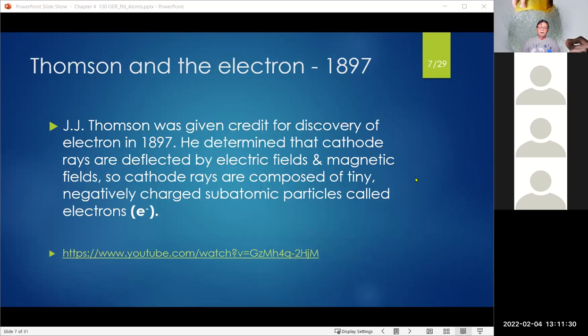All right. Now, we kick up to about 1897. This is the beginning where we get a lot of science going on about the models of the atoms, and it's a pretty fascinating period. Now, JJ, I call him JJ Thomson. He is given credit for the discovery of the electron. Remember, that is one of the subatomic particles, the electron, back in 1897.